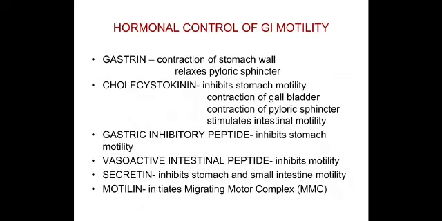As we discussed, the hormonal control of gastric motility includes gastrin, which can cause contraction of stomach muscle or relax the pyloric sphincter. Cholecystokinin inhibits stomach motility, causes contraction of the gallbladder and the pyloric sphincter, and stimulates intestinal motility. GIP, also called gastric inhibitory peptide, inhibits stomach motility. VIP inhibits motility. Secretin inhibits stomach and small intestinal motility. Motilin initiates the migratory motor complex, which happens during hunger contractions.